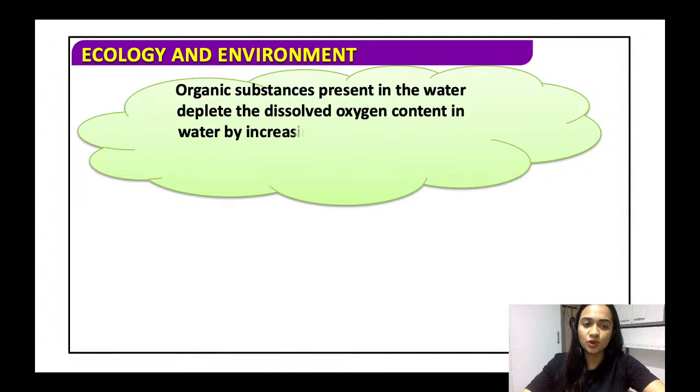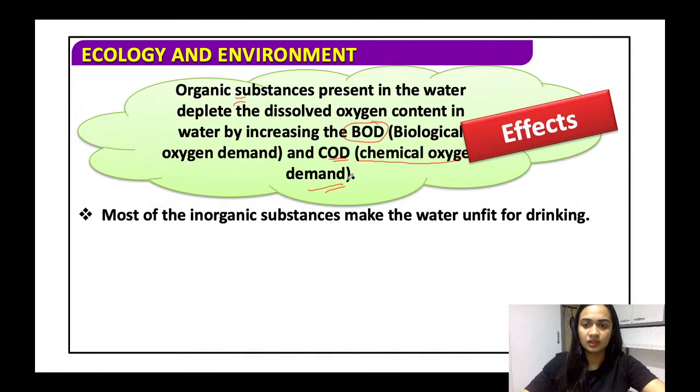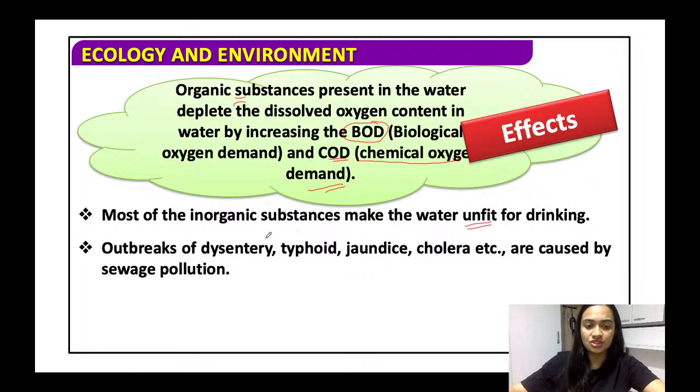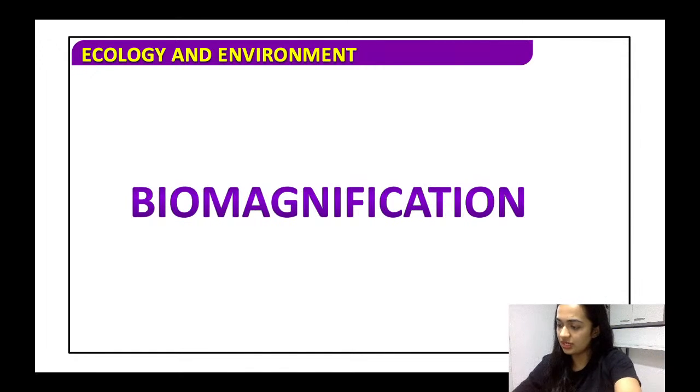Organic substances present in the water, what they do, they completely deplete the dissolved oxygen content in the water. मतलब ऑर्गेनिक सब्सटेंस प्रेजेंट है तो क्या होता है, अभी हमने पढ़ा कि ऑक्सीजन कंटेंट जो है वो एकदम कम हो रही है. दैट मीन्स इट विल इंक्रीज द बीओडी, बायोलॉजिकल ऑक्सीजन डिमांड, एंड द सीओडी, दैट इज द केमिकल ऑक्सीजन डिमांड. ठीक है. How do they affect? So most inorganic substances make the water unfit for drinking. All right. Outbreaks of such diseases, dysentery, typhoid, jaundice, cholera, are caused by sewage pollution.